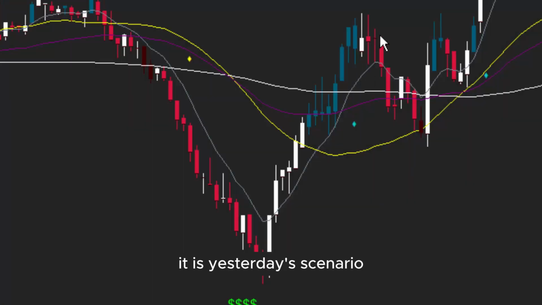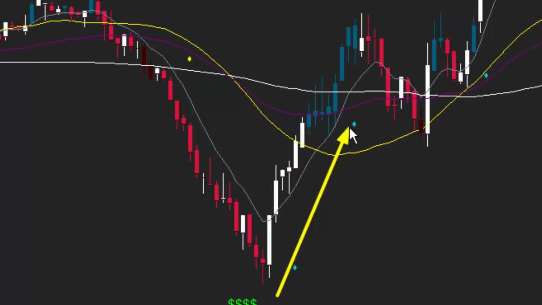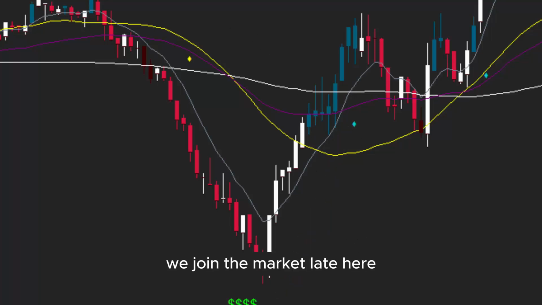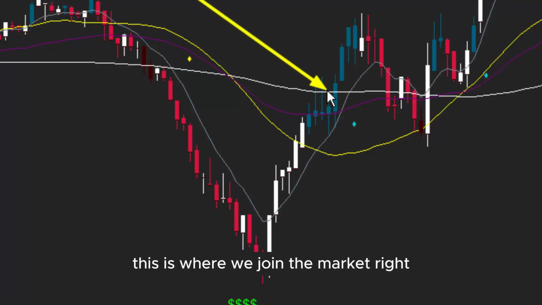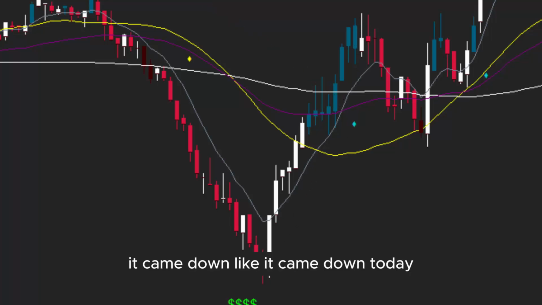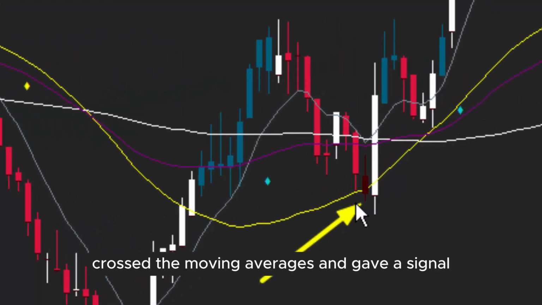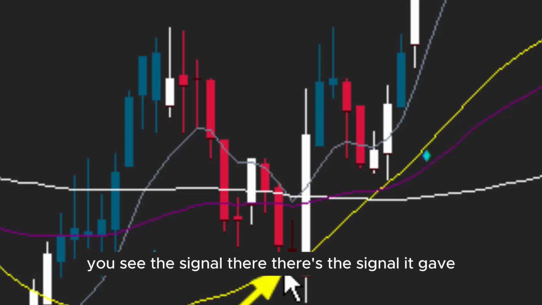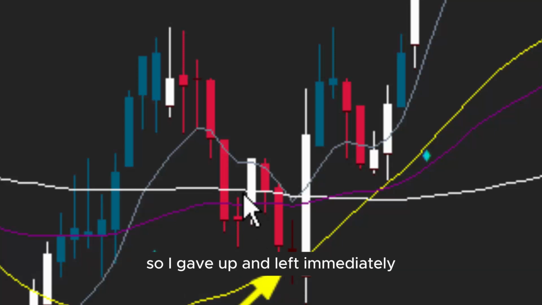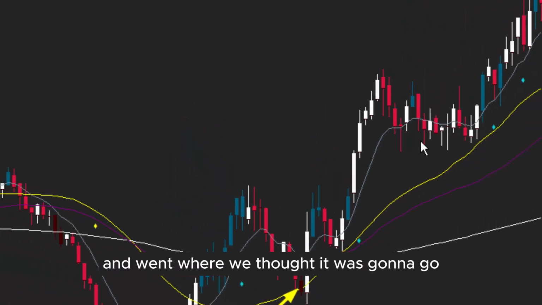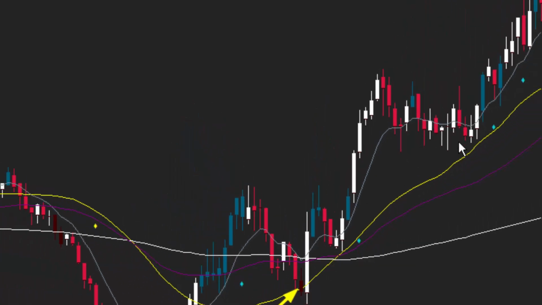It is yesterday's scenario. As you can see, it is almost identical. We got an upsurge here. We joined the market late here. This is where we joined the market, right? It came down like it came down today, crossed the moving averages and gave a signal. You see the signal there? There's the signal it gave. So I gave up and left. Immediately I left, it switched back and went where we thought it was going to go in the first place.